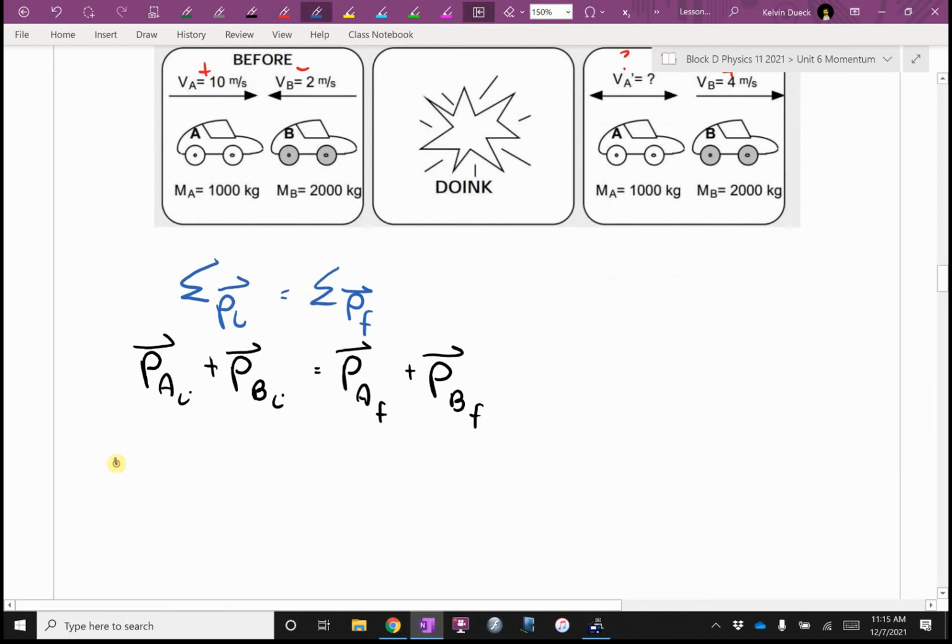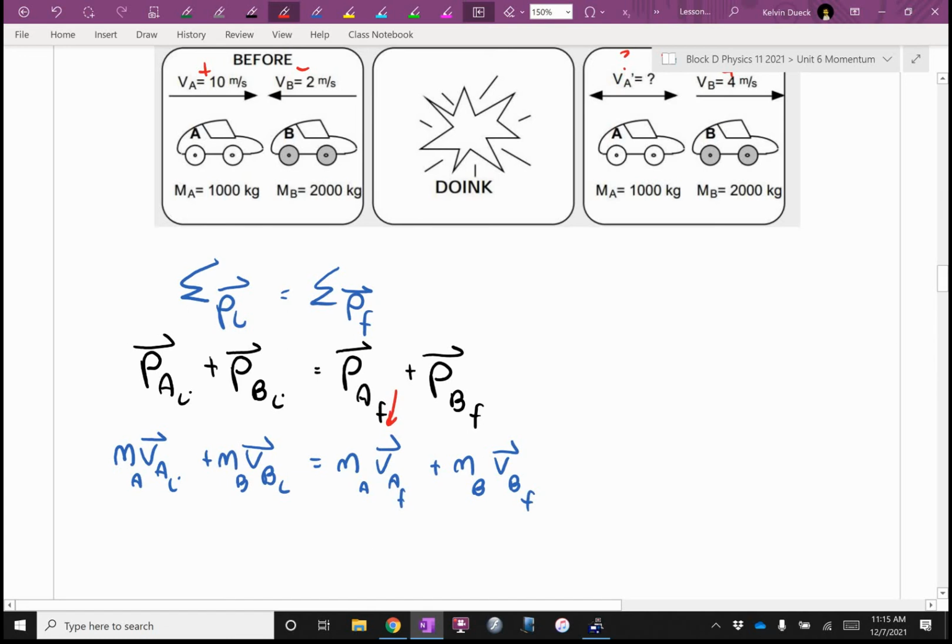So I guess this is going to be MA VA initial plus MB VB initial. Wham, they collide. I should be careful with MA and MB so I don't get them mixed up. MA VA final plus MB VB final. What did you say I'm trying to find? That bad boy right there.